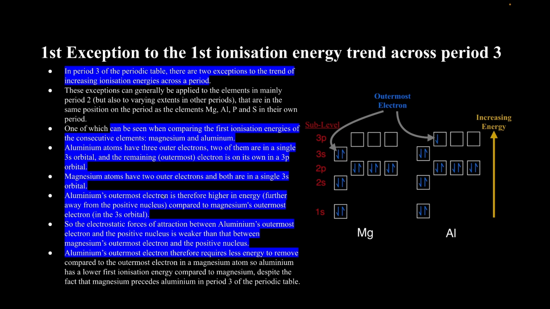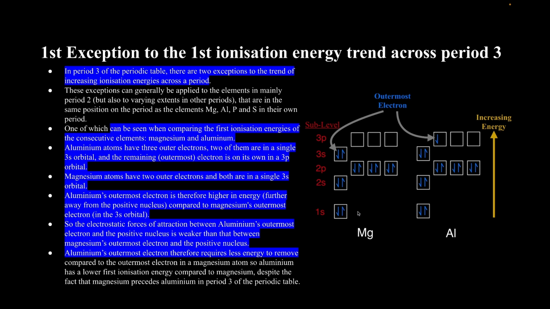So aluminium's outermost electron is therefore higher in energy. When we say higher in energy, we mean further away from the positive nucleus compared to magnesium's outermost electron. Magnesium's outermost electron, like I stated before, is in the 3s sublevel compared to aluminium's, which is in the 3p sublevel. In case you didn't know, sublevels are smaller energy levels which make up the larger main energy level.